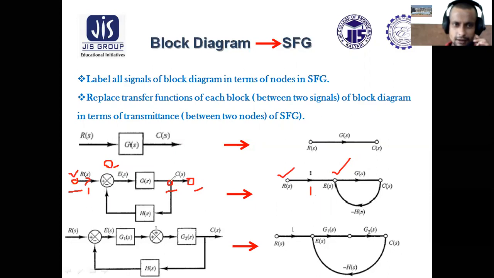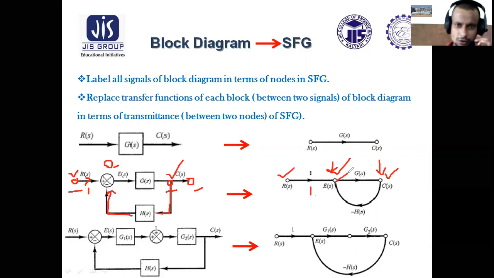Now, the summing point output and the takeoff point, these two are the same, so they can be considered as a single node. In between the summing point and the takeoff point or output node there is G(s). So in between the summing point and the output node there is the G(s) block. Now from the takeoff point or output node, one signal is feeding back to the summing point.